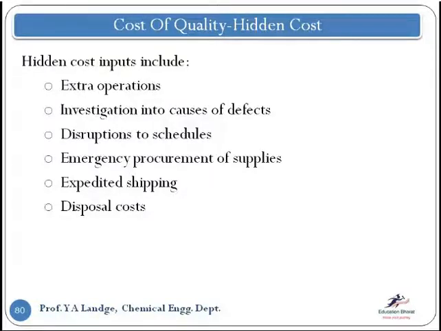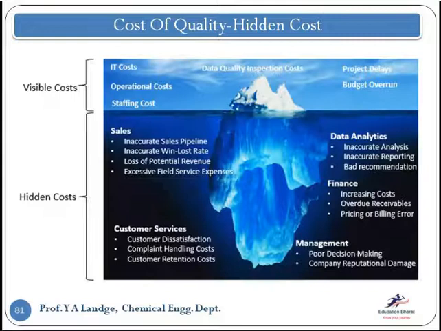Why are we disposing of the product? Just because we want to maintain the quality. To maintain the quality, we need to give a correct, good quality product to the customers. Okay, now see here, it explains the various visible and hidden costs.